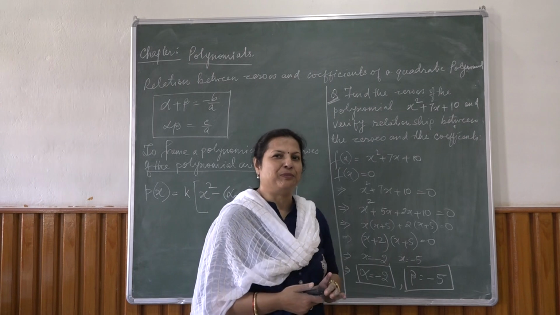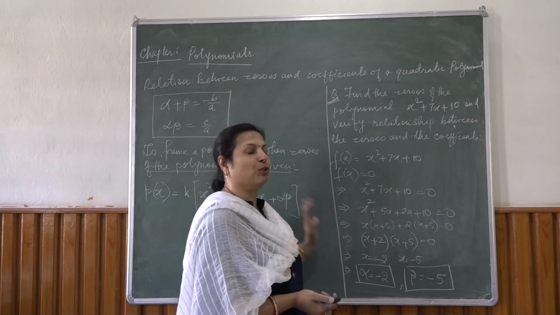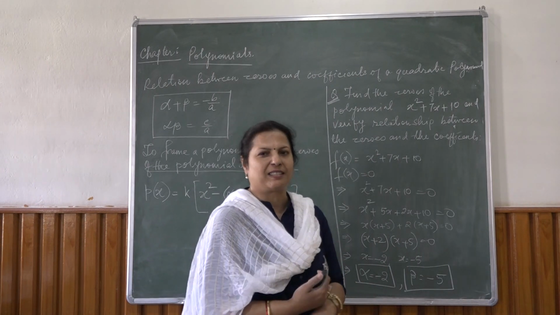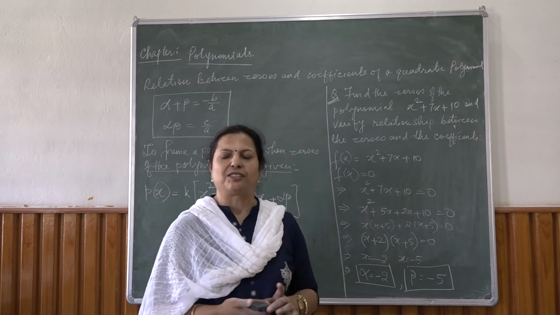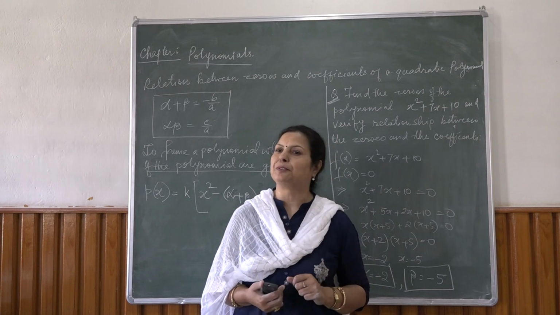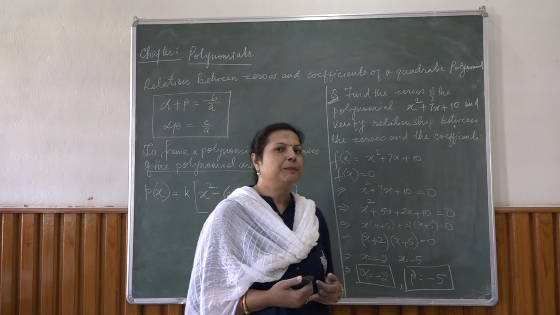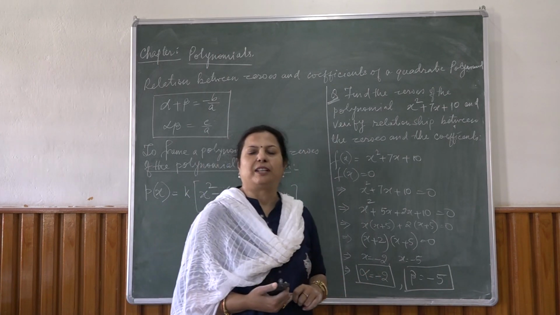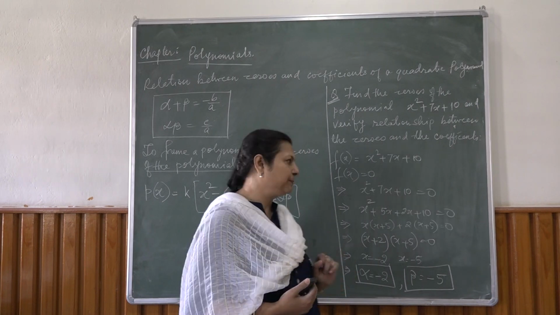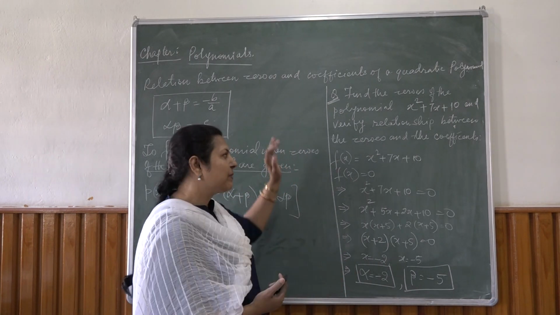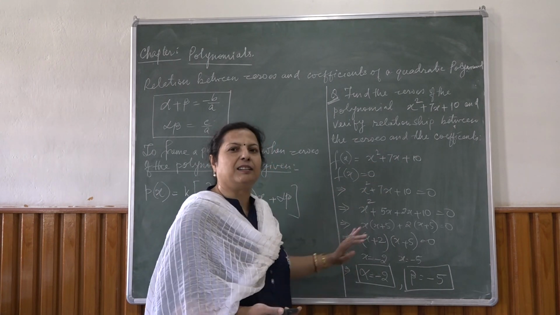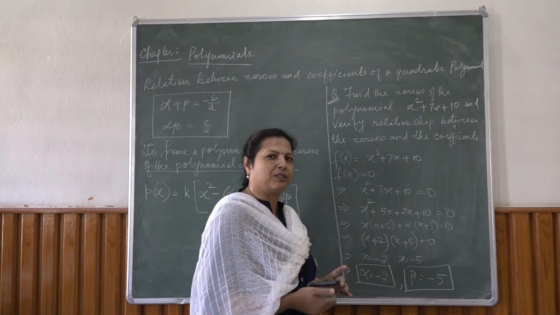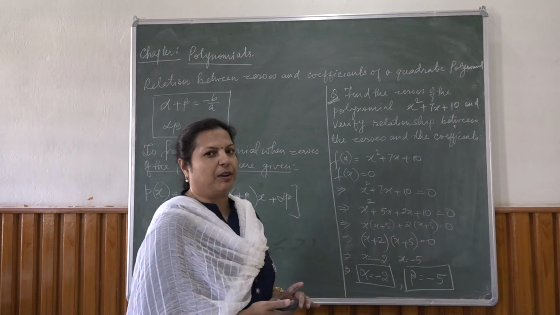In the first part of the video, we studied what polynomials are, their classification, how we find their zeros, the relation between zeros and the coefficients of a quadratic polynomial, and how to frame a quadratic polynomial when the zeros are given. Now today we learn the first part of it, that is, to find the zeros and establish a relation between the zeros and the coefficients of a quadratic polynomial.